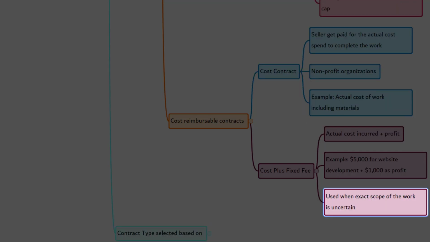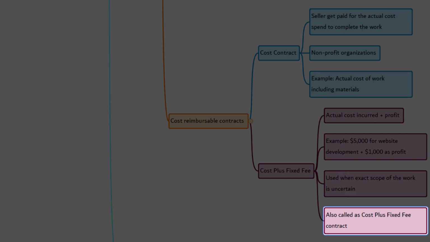A cost reimbursable contract is used when the exact scope of the work is uncertain. Therefore, cost cannot be estimated accurately enough to efficiently use a fixed price contract. This is also called as cost plus fixed fee contract because the seller gets paid on actual plus his profit.